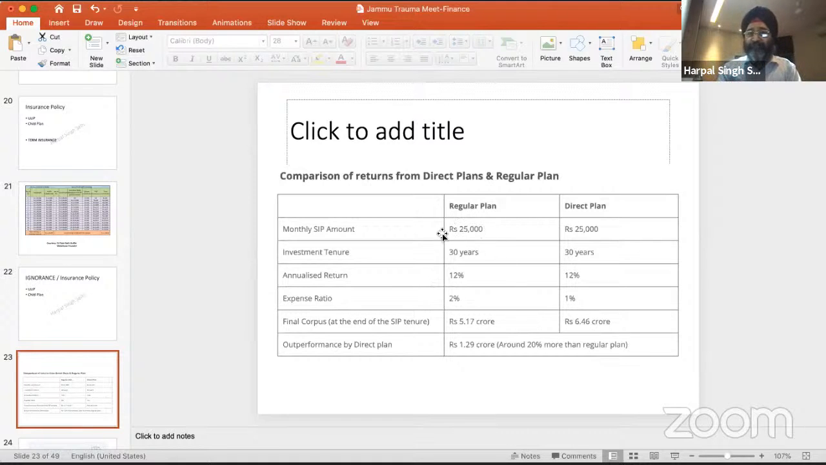25,000 आपने इन्वेस्ट किया for 30 years. It became 5.17 crores at 12% return. Arbitrarily ले रहे हैं. इधर भी 12% मिली. इधर 6.46 करोड़ बना. And what is the difference? 1.29 crores. Boss, he's driving a BMW on your money.